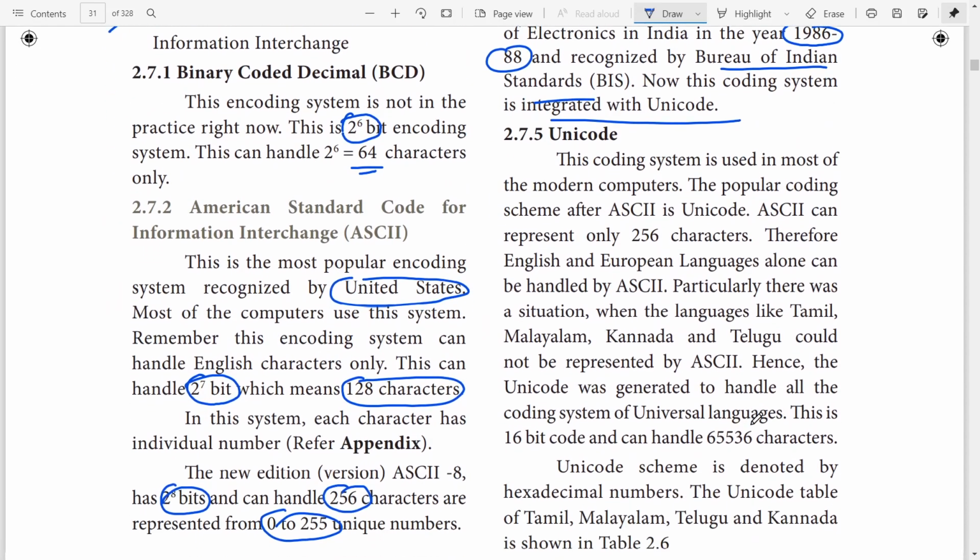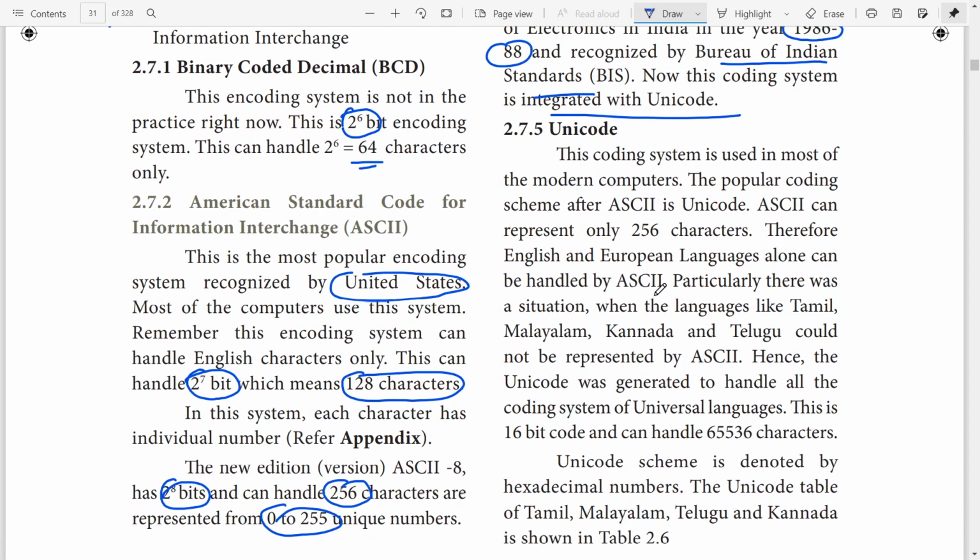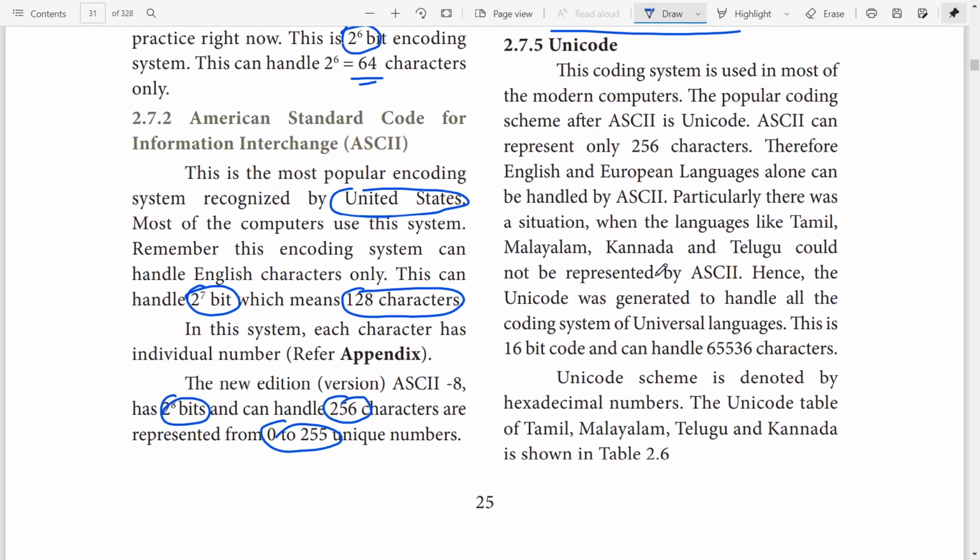Unicode. This coding system is used in most of the modern computers. The popular coding scheme after ASCII is Unicode. ASCII can represent only 256 characters. Therefore, English and European languages alone can be handled by ASCII. Particularly, there was a situation when languages like Tamil, Malayalam, Kannada, and Telugu could not be represented by ASCII. Hence, Unicode was generated to handle the coding of universal languages.